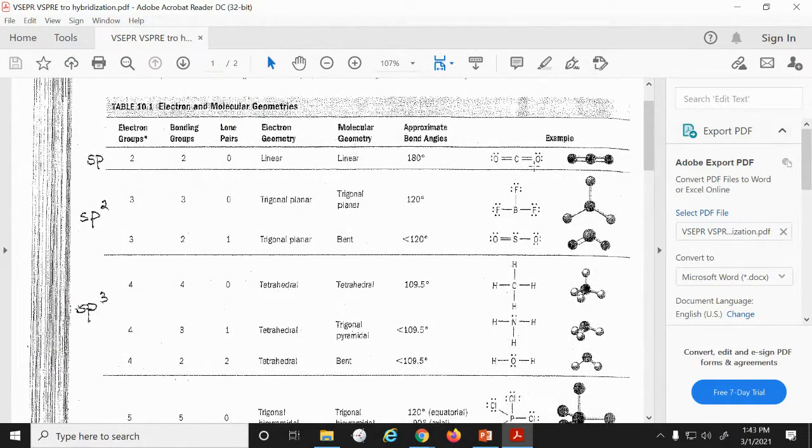There are 1, 2 things attached, and it's SP. 1, 2, 3, or 1, 2, and a lone pair, 3 things, SP2. 1, 2, 3, 4. 1, 2, 3, and a lone pair. 1, 2, and 2 lone pairs, SP3. They all had 4 groupings. It's 1 less, SP3. 2 groupings, SP. 3 groupings, SP2. Do you guys see the pattern? Okay.